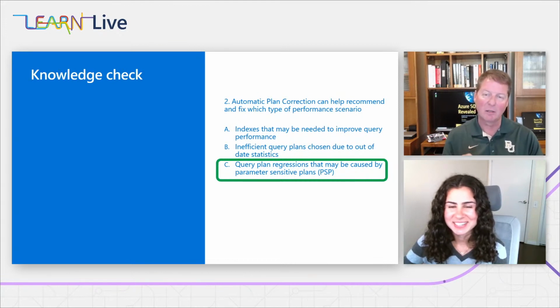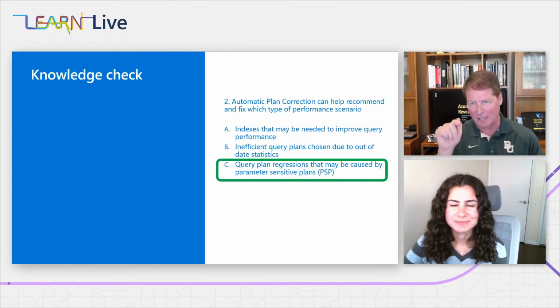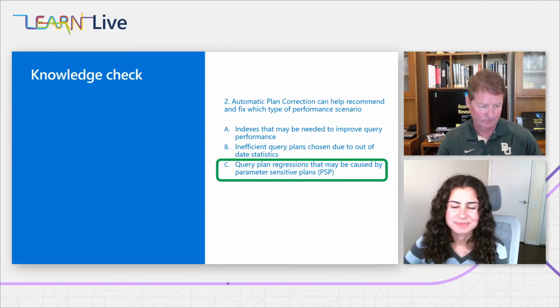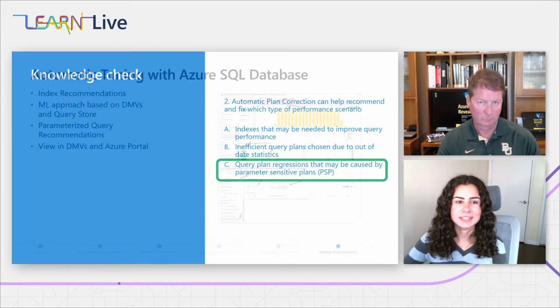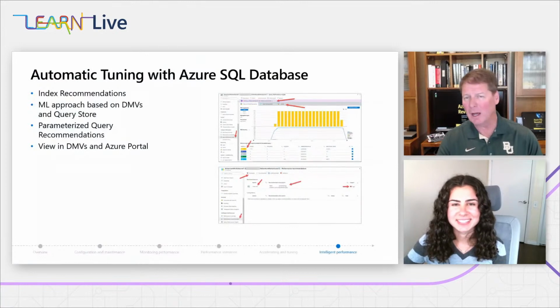Parameter sensitive plans, though, that is actually what we're really after. So query plan regressions, that's what automatic plan correction can detect and fix. Awesome. It looks like about 90% of people got that. Now there's one more area we want to talk about today, and that is only available in Azure SQL Database. Can you tell us about it? Yeah, I mean, you have a database.